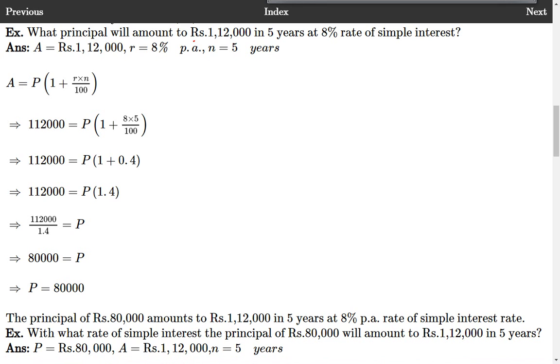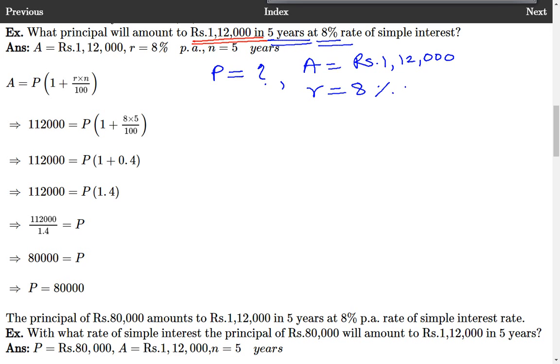What principal will amount to rupees 1,12,000 in 5 years at 8% rate of simple interest? So, given things are: principal amount we have to find. Amount is given as rupees 1,12,000. Rate of interest is given as 8% per annum and N is 5 years.